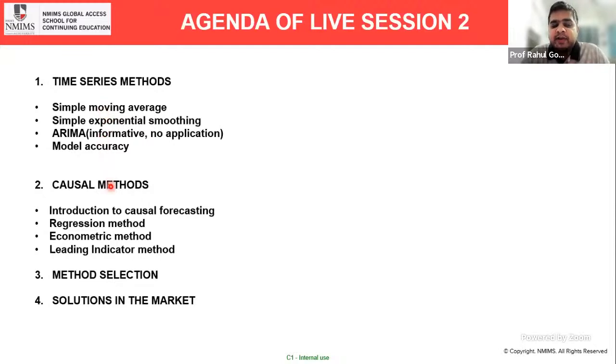Then we are going to talk about a different set of methods, called causal methods. There we are going to look at three important methods: regression, econometric, and leading indicator. Then we will talk about the different criteria. If you are in a situation where you're trying to forecast a product, how do you decide whether to go ahead with time series, causal, or the qualitative method? As a demand forecaster, or a person who is given this job, this has to be analysis driven. There has to be a little bit of analytics performed to say which forecasting method will be the best in a given situation or context.